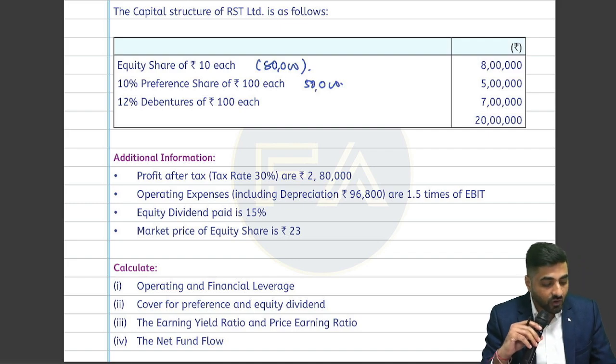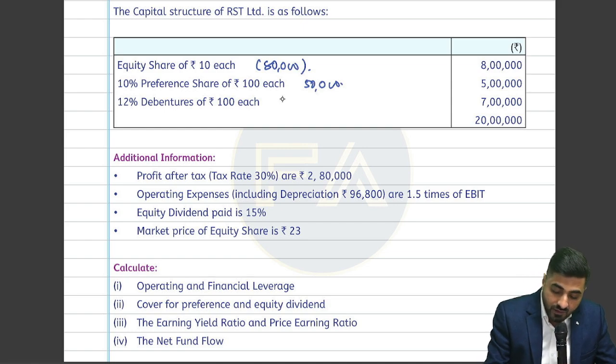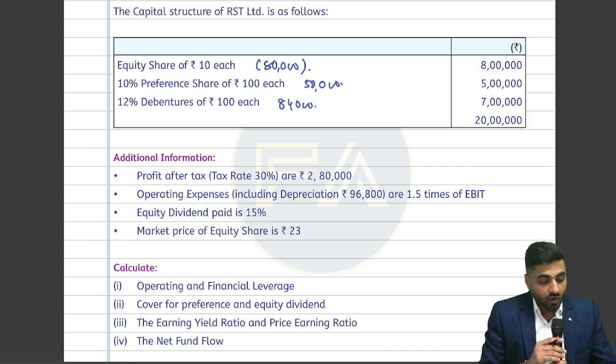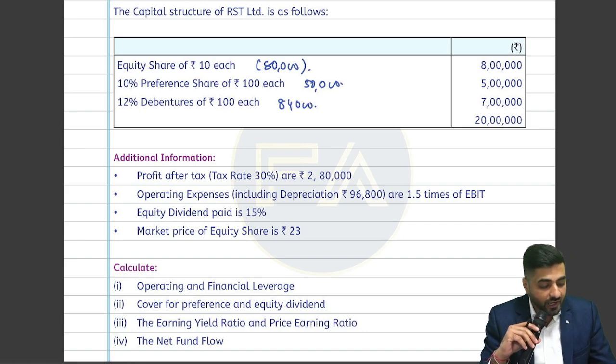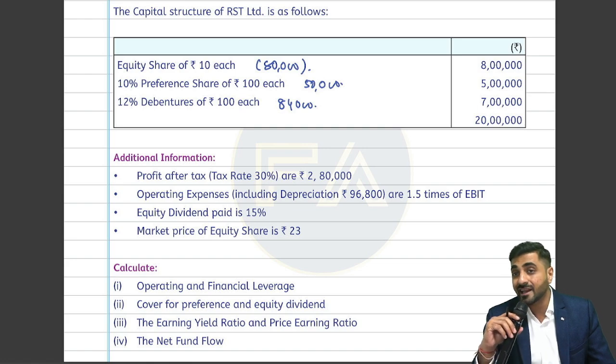Then at the same time, we also have your 12% debentures. Guys, what is the amount of the debt? 7 lakhs. And what is the rate? 12%. So can you give me the amount of the interest also? 84,000. Also at the same time, now you have your NPAT available. NPAT is nothing but 2,80,000 and that is given to you on post-tax basis. Guys, if NPAT is given on post-tax basis, can we go the reverse way in the income statement to get the other data also, yes or no?